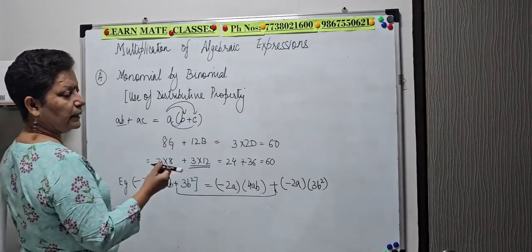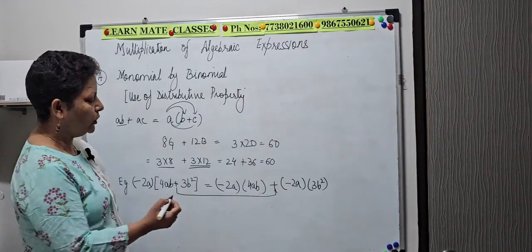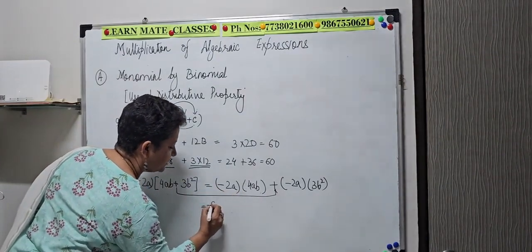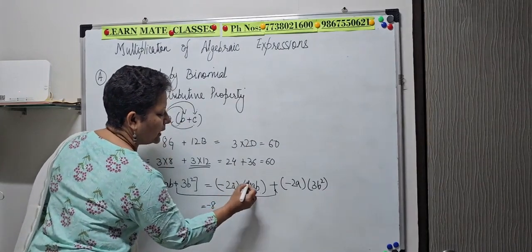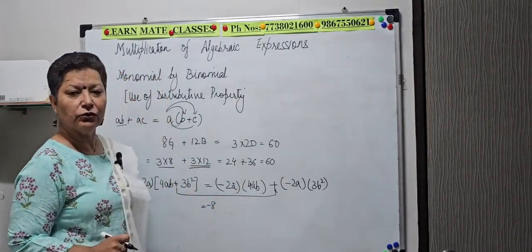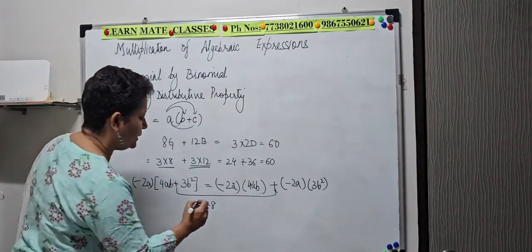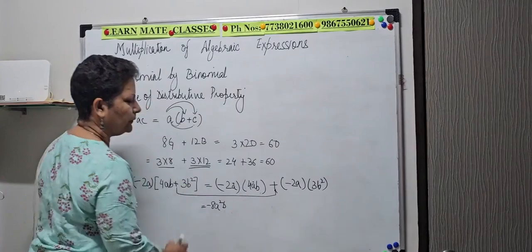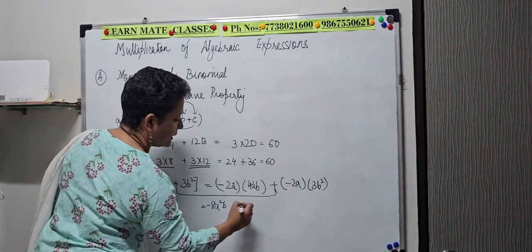So we've already learned how to multiply a monomial into a monomial. Numerical coefficients, minus 2 into 4 will give you a minus 8. A is 1 here, another a 1 here. So what is the power of a going to be? It's going to be a square. There's no other b, so that's b. Let's look at your second term. In the middle, I have a plus sign.